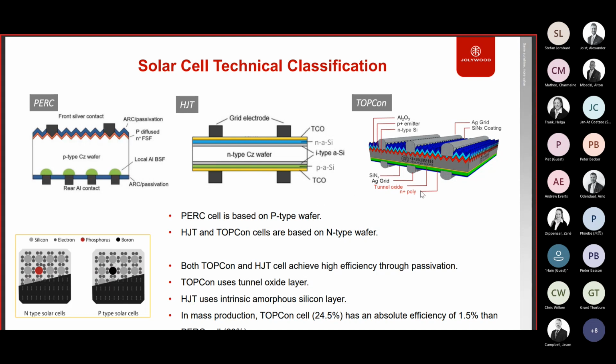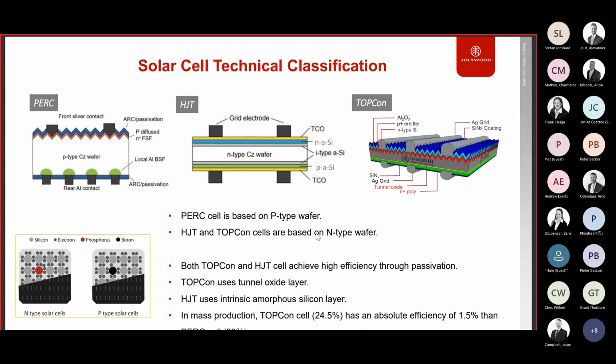We can see for TOPCon, we use tunnel oxide to passivate the solar cell rear side. It will get a really good passivation quality. For HJT, it uses an intrinsic amorphous silicon layer to passivate the solar cell front side and rear side. They also get a very good solar cell passivation quality.